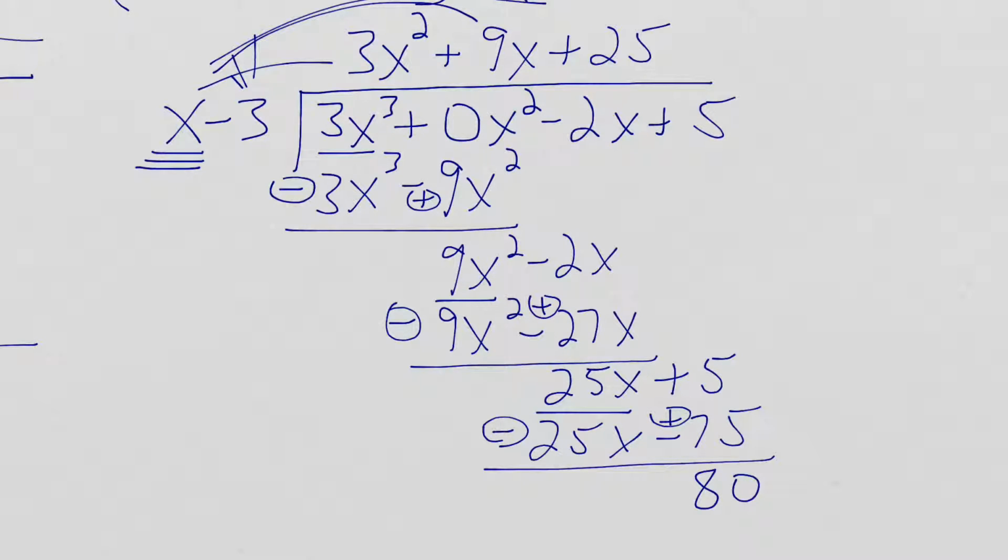The only thing is, there's nothing else to bring down. And so technically, we have a remainder. So not only did this problem have a missing term, which you have to be on the lookout for, but it also ended up giving you something other than 0 at the end. So the question is, how do you write that?